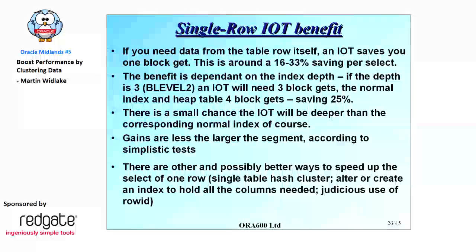So single row IOT benefit, as I've said before, you save around 16 to 33% per individual row select, because you're not getting a block. There is a slight chance your index will be deeper because you're storing more information in it, so it will flow a level quicker. Occasionally that happens.